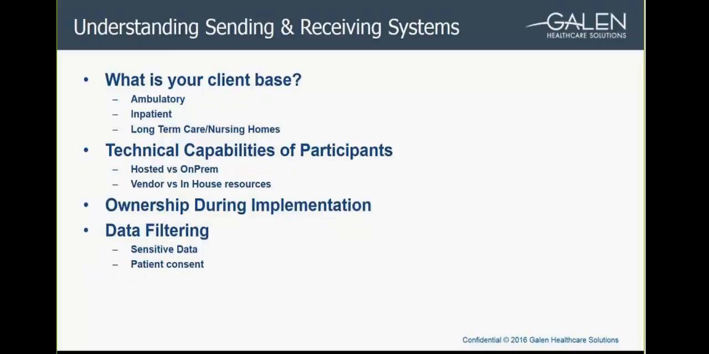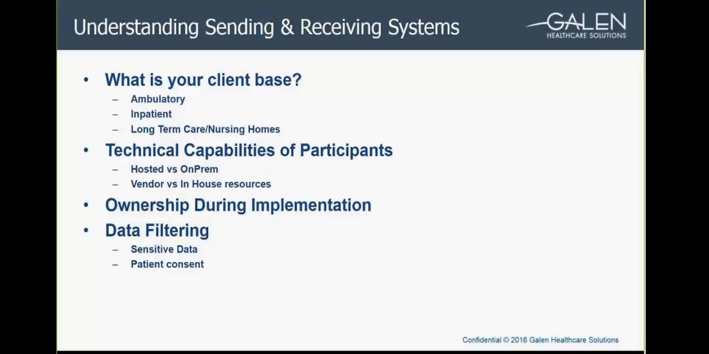So the first thing we want to do is really understand the sending and receiving systems. So what is our client base? If we're a public HIE, our client base is going to be very broad. We're going to have huge inpatient hospitals in the state. We're going to have ambulatory, which may be large 300 physician practices, or maybe one provider in a rural area. We're also going to see interest from long-term care or nursing homes, or maybe skilled nursing facilities. It's really valuable to understand our target group before purchasing an HIE application.